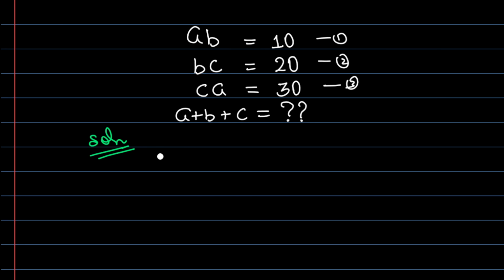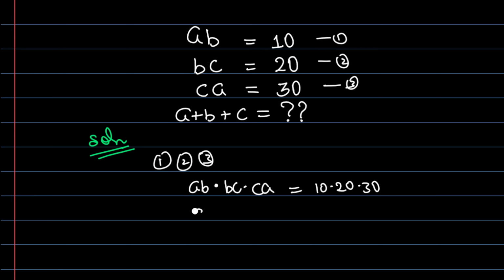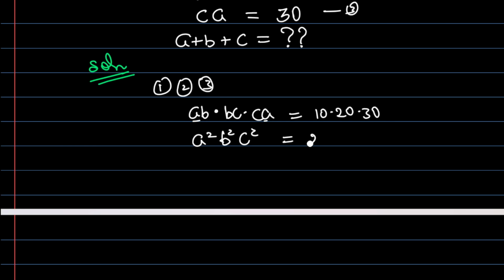So first we are going to multiply 1, 2 and 3. So we get AB times BC times CA equals 10 times 20 times 30, or A square times B square times C square is equal to, 10 can be written as 2 times 5, 20 can be written as 2 times 10, or 10 can be written as again 2 times 5, 30 can be written as 2 times 15 and 15 can be written as 3 times 5.